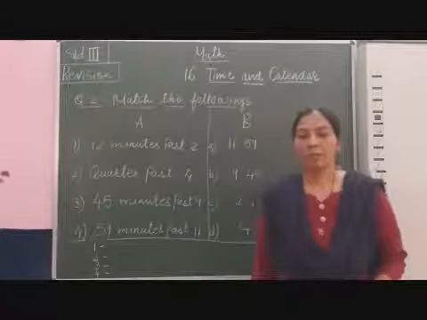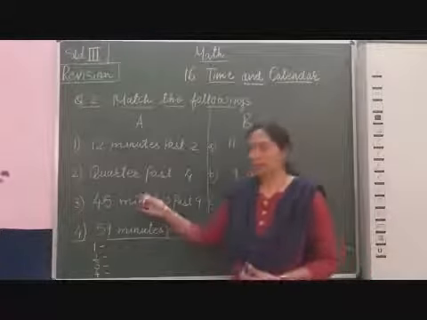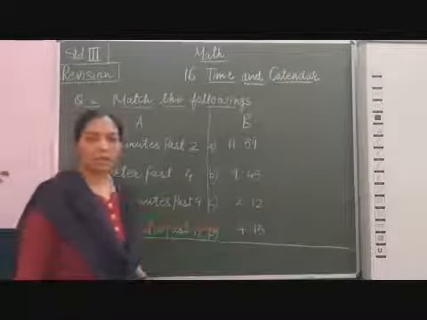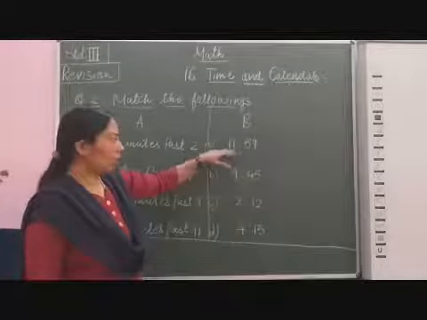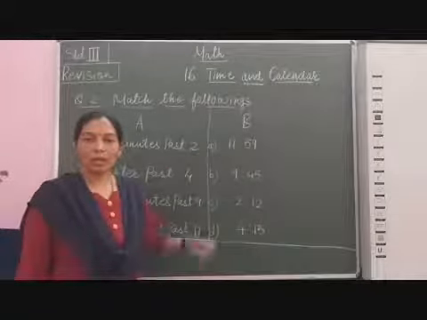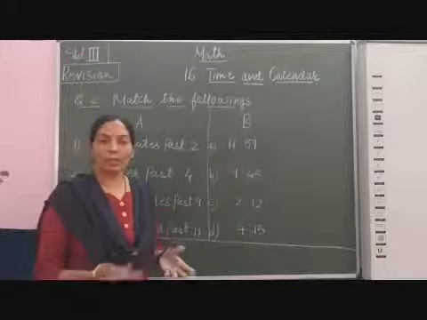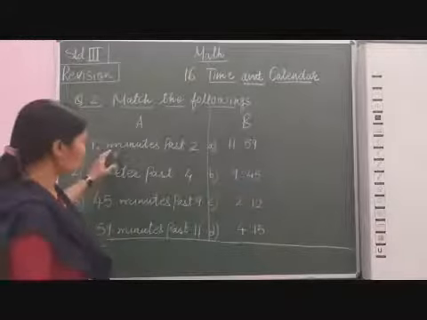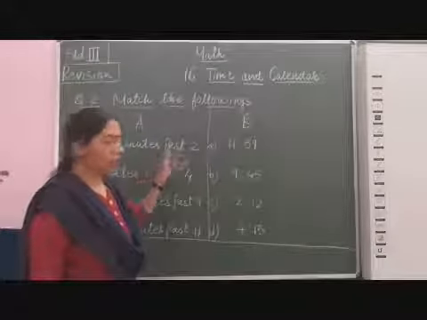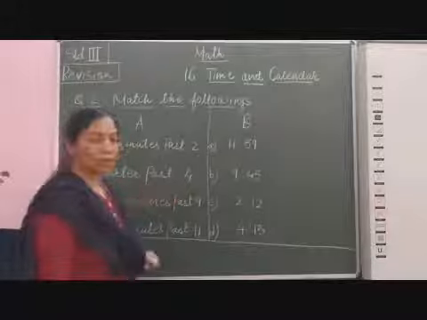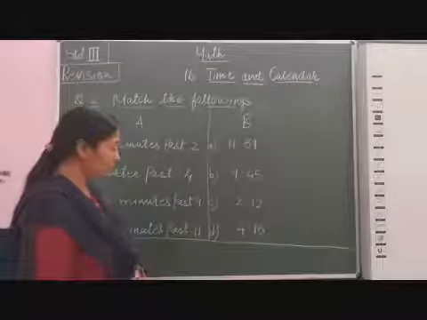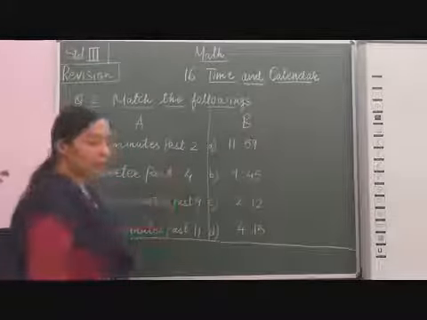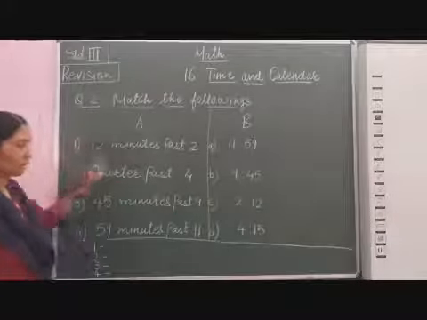Next question is, match the following. That means here the time is given in words and this time in digits. Here you can see two numbers for the hour, then a colon, then the minutes. So here, 12 minutes past 2. The minutes are 12 and past 2, so 2 hours 12 minutes. So this time is matched with number 1.